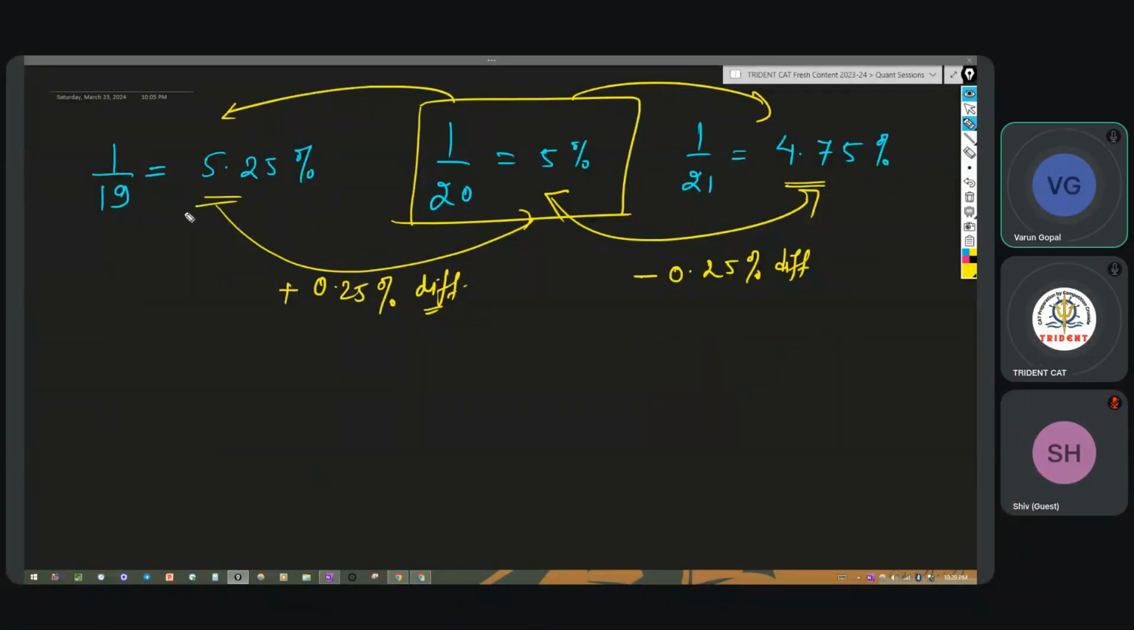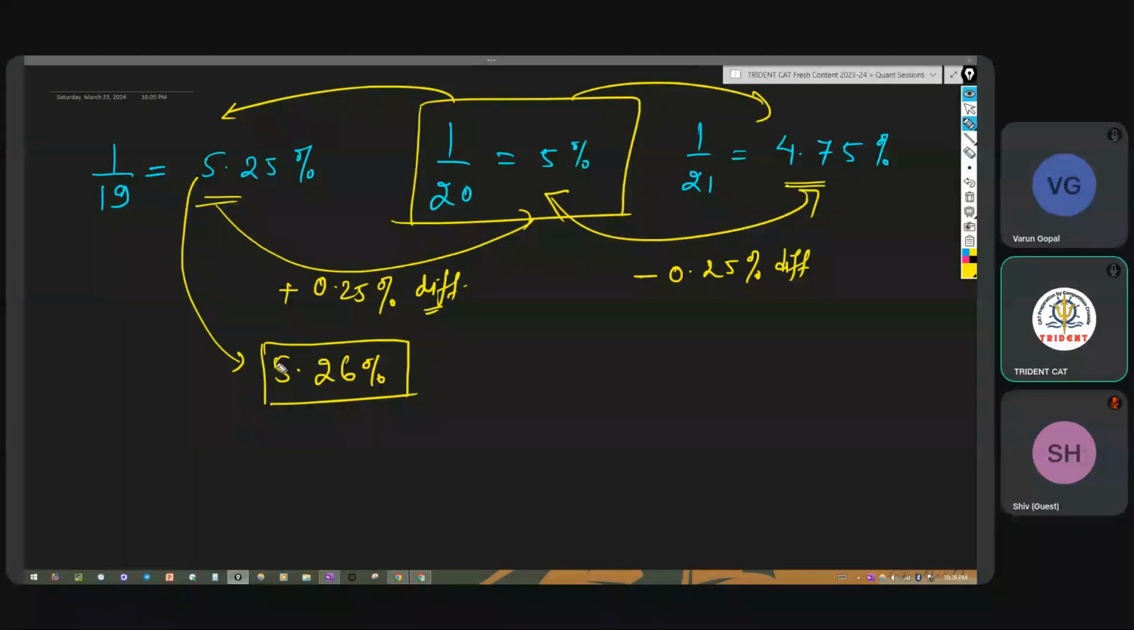Now, is this a memory thing? Is this something I have designed or no? No, it's just plain observation. If you would realize, Varun and Shiv, both of you have very precisely said that the answer is going to be 5.26 something percentage. But I'm just manipulating the number a little bit so that it becomes easier for me to remember. At the end of the day, the idea is to remember, and remembering will become easier like this.